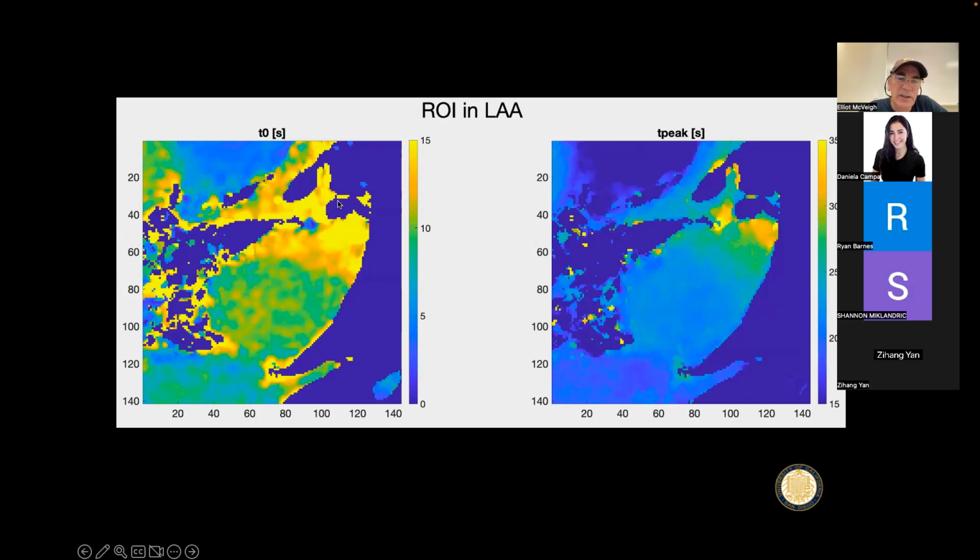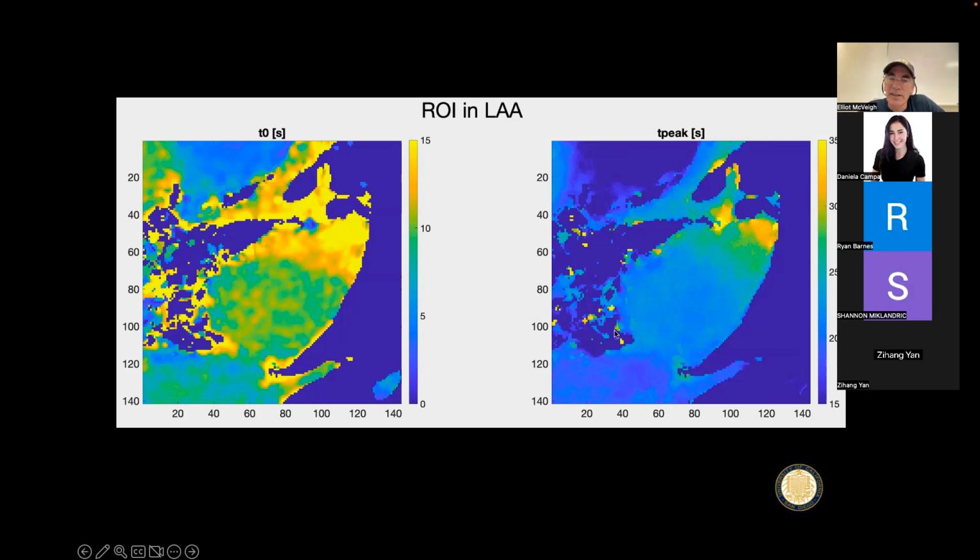This is the left atrial appendage and a map of when the contrast starts to light up the signal in the left atrium. So at the left atrium, we're down here, it's, I don't know, 5 seconds. This is all about 5 seconds. And then we get into yellow, and at the tip, it's 15 seconds later.